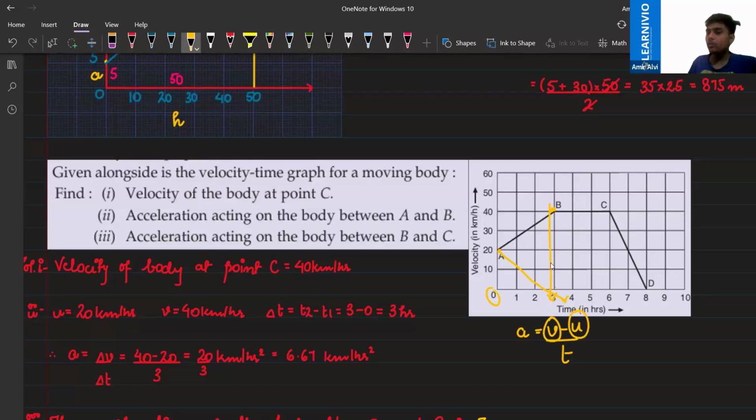What is the time taken by the body from 0 to 40? 0 to 40 is 3 seconds. That means the change in time would be 3 minus 0. Substitute over there. So that's what we have done. You are taking time and velocity in the numerator, initial velocity, initial time, and in the denominator, you are taking final velocity and final time. That's not correct, Harshita. Okay, sir.